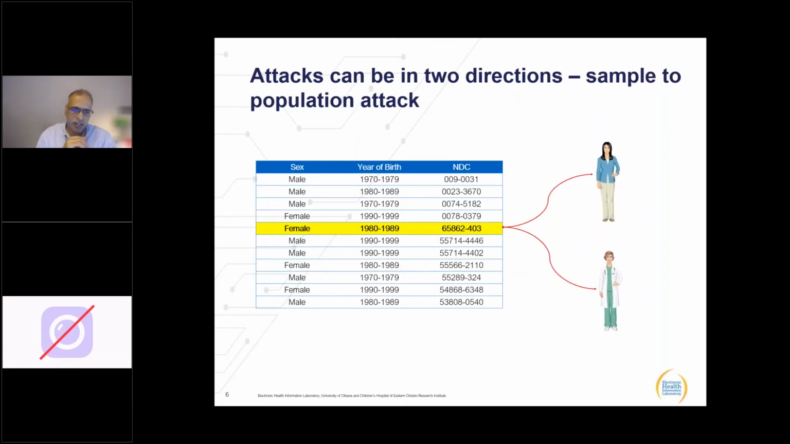And then the other direction is you have a record in the data set, and you try to match it with people in the real world. So this is called a sample to population attack. And in this case, that record can be matched to two different people. So again, there's some ambiguity as to which person that record belongs to, given that all we know about them is the sex and year of birth. All that to say is you have to consider both directions of attack when you are evaluating identifiability, because depending on the risk metrics you use, the risk will be different depending on the direction of attack.